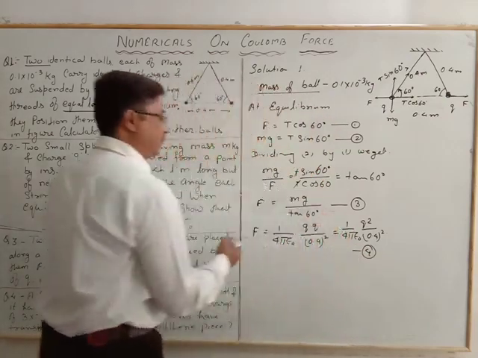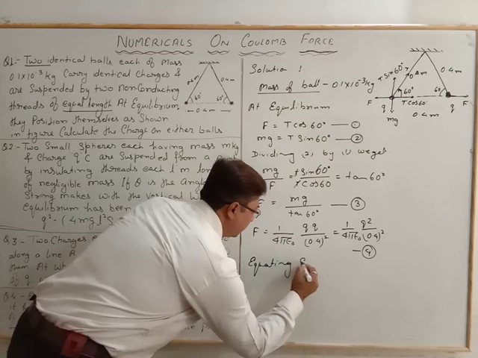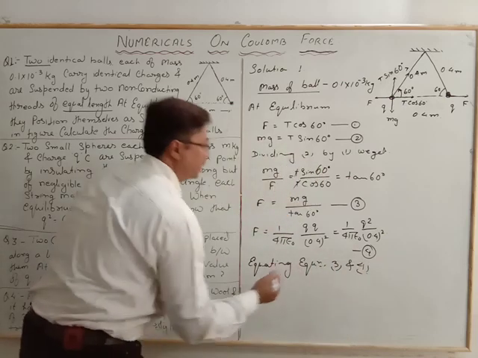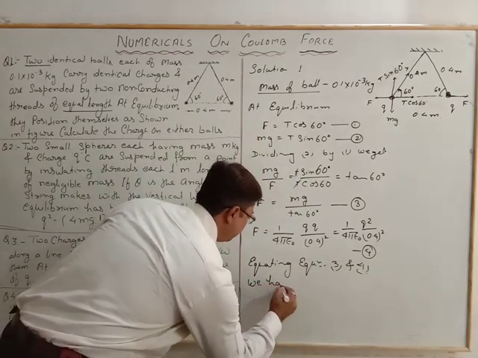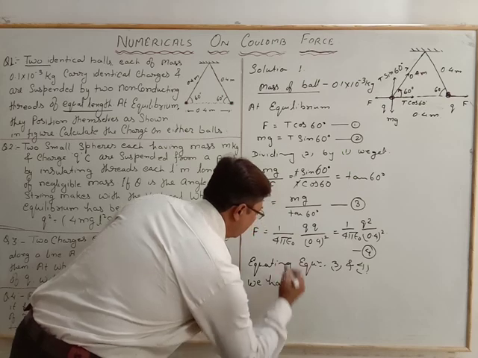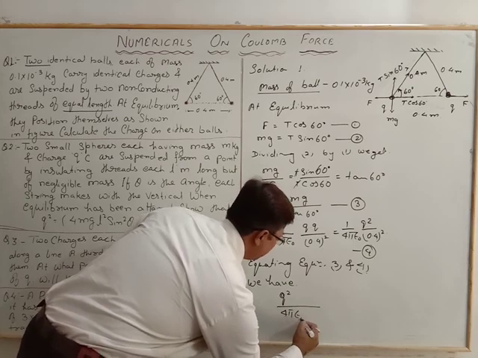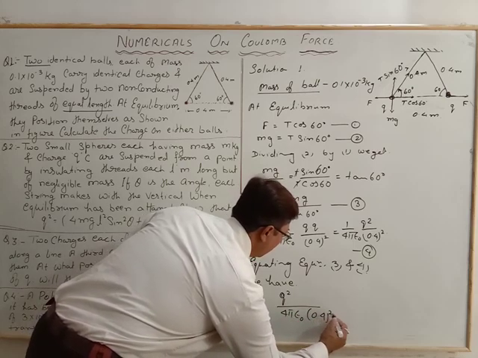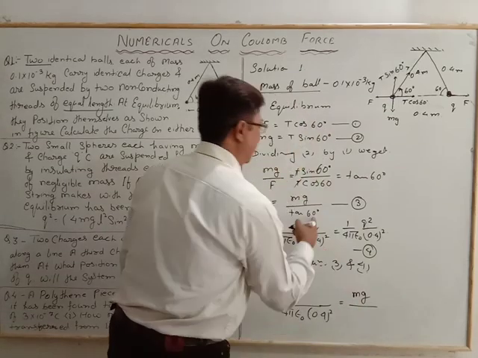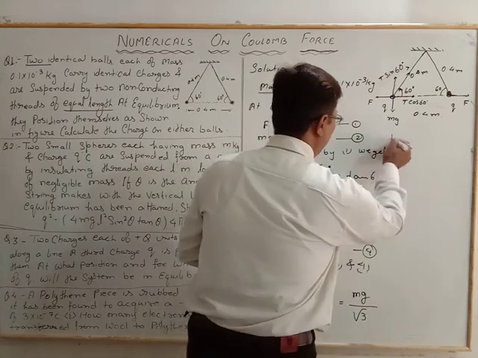Now we equate equation 3 and 4. So we have mg tan 60 = Q²/(4πε₀ × 0.4²), that is, mg times, in place of tan 60, we write root 3.